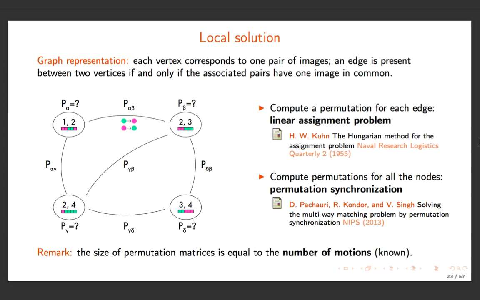For each edge, a permutation matrix is computed by solving a linear assignment problem. Then, permutations associated with nodes are computed simultaneously by solving a permutation synchronization problem. For instance, the spectral solution can be used. This has the effect of reshuffling labels of motions in individual pairs so that the same motion has the same label in different pairs.